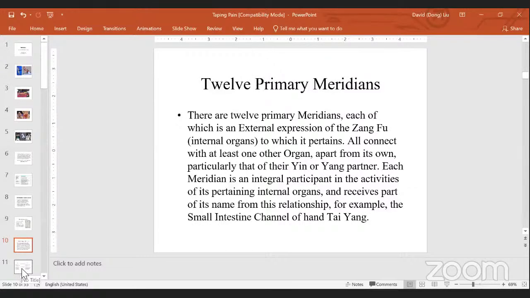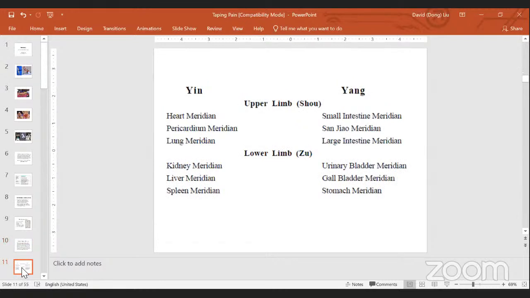Yin and yang are exactly like the Tai Chi symbol: there are two fish, one yin and one yang. So Tai Chi is the same as the traditional Chinese exercise pathways or channels. Yin and yang also divide into the upper limb and lower limb. Yin relates to the heart, pericardium, lung, and in the lower limb the kidney, liver, and spleen meridians. The yang channels connect to the stomach, large intestine, urinary bladder, and gallbladder.